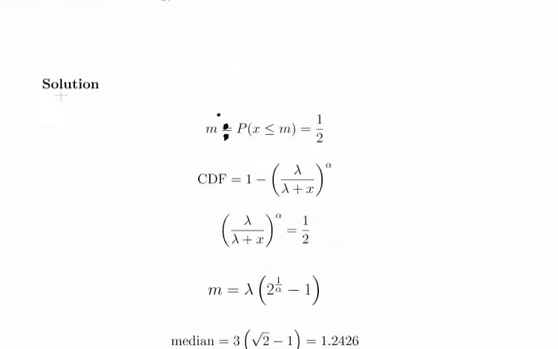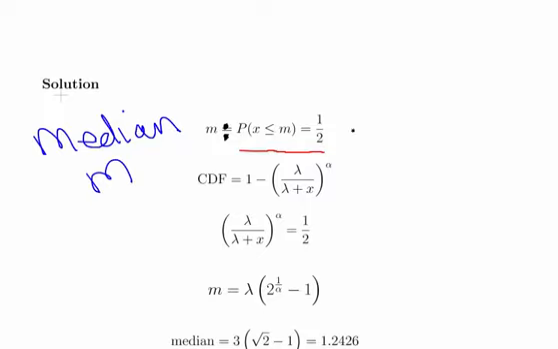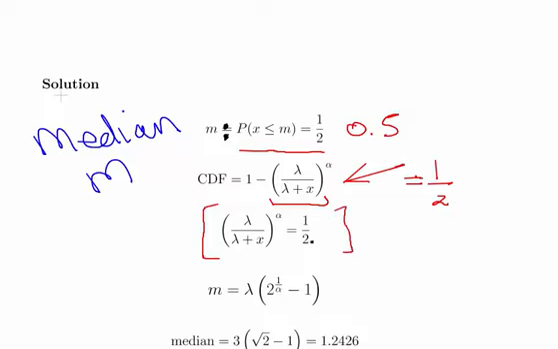So the first question is about the median, which we're going to denote here as m. The thing about the median is that the probability of x less than or equal to m is equal to 0.5. This is the form of the cumulative distribution function that we're going to use, and what we're going to do is rearrange that. So if that is equal to 1/2, necessarily 1 minus this term is equal to 1/2. That means that this expression here is also equal to 1/2.